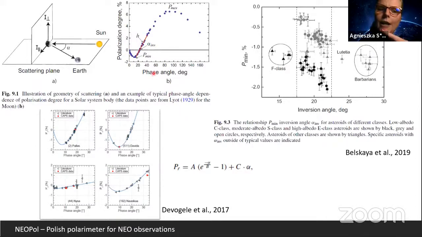Moreover, the shape, as you can see here on different cases, depends very strongly on the albedo, so on the composition of the asteroid. So depending on the class of asteroid, what is the porosity of the asteroid and what is its albedo, based on polarimetric observation, you are able to distinguish the class to which the given asteroid belongs. So this is the aim that we want to reach.